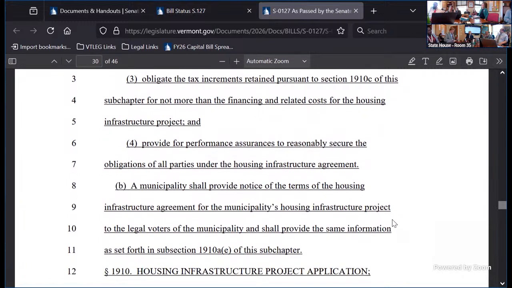And provide for performance assurances to reasonably secure the obligations of all parties under the housing infrastructure agreement. This is a safeguarding provision. I will say that this was something included on the last day. I had a more generic, like protect the municipality type language, just as a suggestion. It doesn't do a lot, but basically the agreement should have some kind of things to safeguard the parties to the agreement. What I would call it here is this says performance assurances to reasonably secure all of the parties. So it's protecting each of the parties to this agreement, the developer, the muni, and the sponsor.